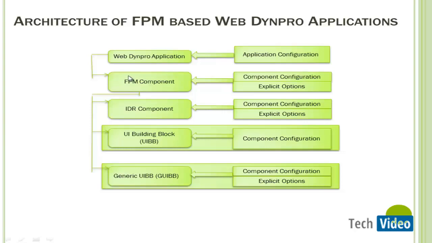And then for each FPM component I have the component configuration created. Then I have my IDR component, which is basically for the application title. I create the component configuration for it. Then I have the UI building block. Under each component configuration I can group all the interface views of Web Dynpro components into these UIBBs. I can also choose to go for GUIBBs, which is the advanced version, in which you can configure generic UI building blocks like tree, search, tabbed, and form, etc.